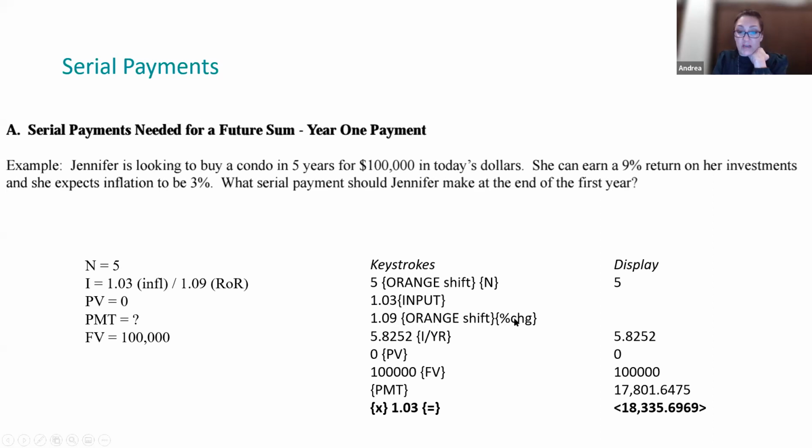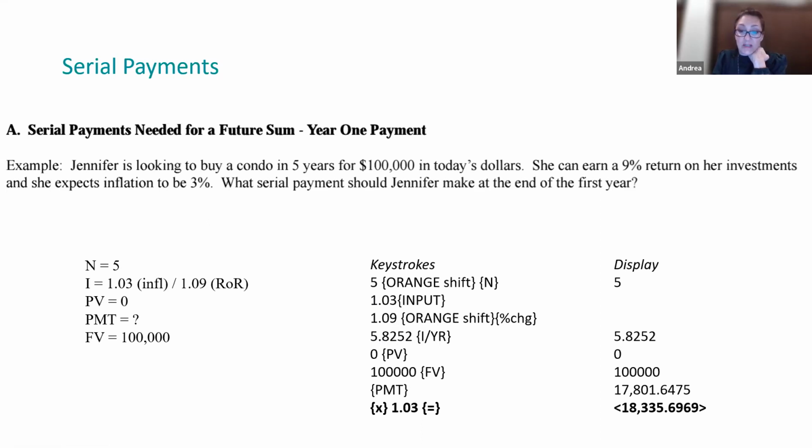1.09, our shift button, hit percent change to make sure that your calculator tells you that the adjusted rate of return is 5.8252. You're going to hit the I/YR to plug it in. The future value is $100,000. And we're solving for payment, which is $17,801.